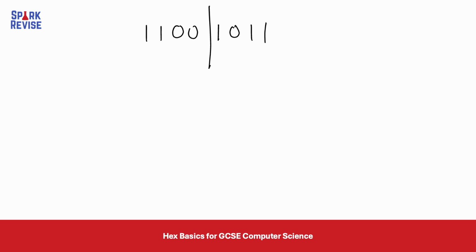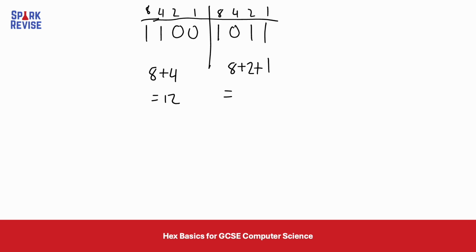So this is 8, 4, 2, 1, 8, 4, 2, 1. This is our binary conversion table that we always draw out when we're converting from binary to denary. So we know this is 8 plus 4. We know this is 8 plus 2 plus 1. 8 plus 4 gives you 12. 8 plus 2 plus 1 gives you 11.